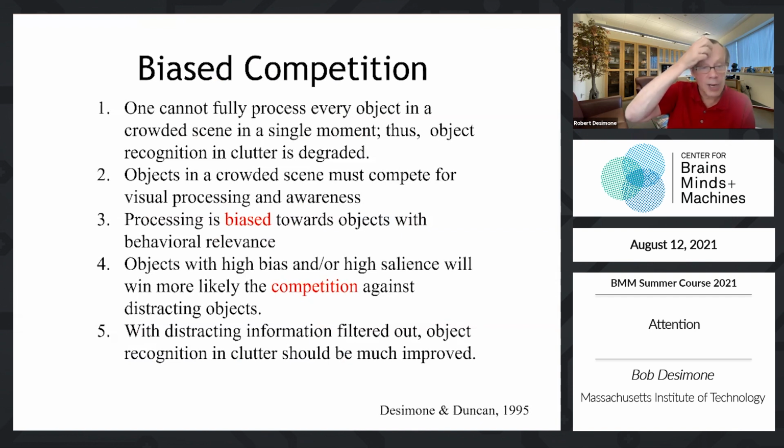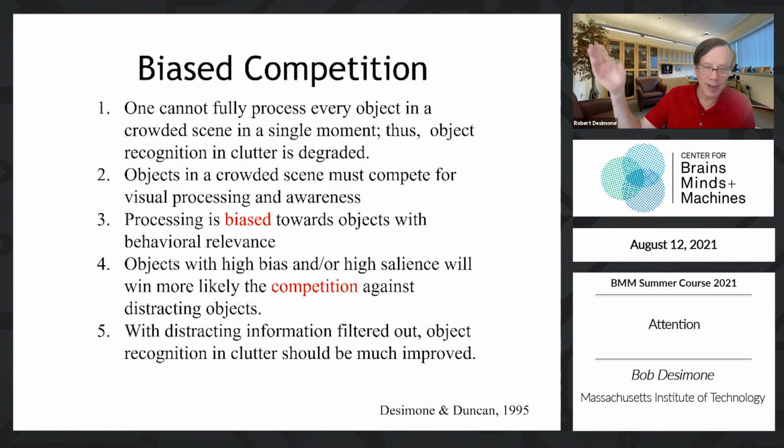And these general phenomena led John Duncan and me to propose, now it's a long time ago, this general idea of biased competition: that the stimuli in the visual field are in competition with each other for control over our visual processing resources. Every object in competition with every other object. And then we simply bias the competition towards objects that have behavioral relevance.